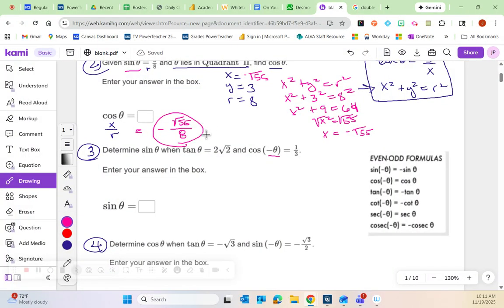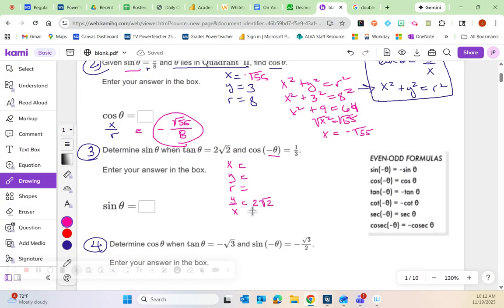So again, let's think about x, y, and r. If they give me tangent, they're giving me y over x. So they're giving me y divided by x. It's a little bit harder when they give me tangent because it's not just one variable, it's y divided by x, but that's still important information.